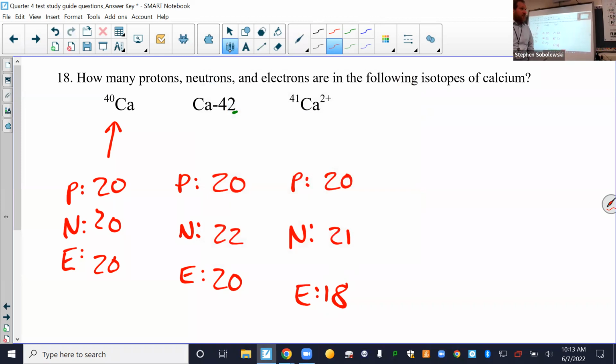Which other element has 18 total electrons? Argon. What do we know about argon? It's a noble gas. It's very stable. So as you can see, calcium tries to mimic argon's electron configuration to be more stable.